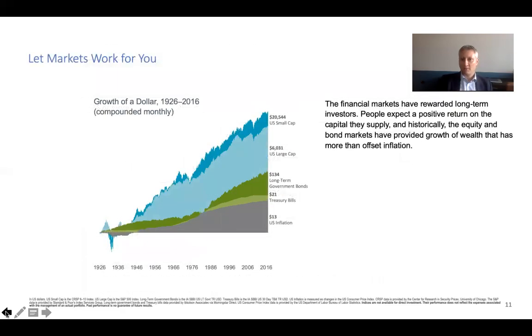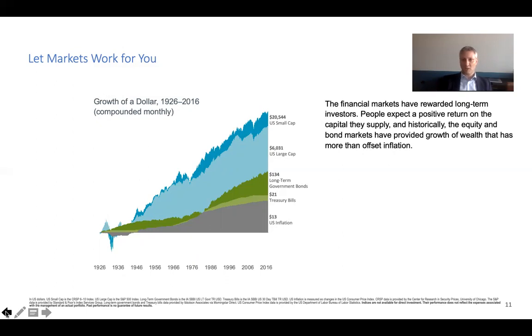Let markets work for you. We said that markets will reward long-term investors, so the longer you're in it, the more money you will make. This splits the allocation further into effectively US Treasury bills, which is fixed income, and long-term government bonds, fixed income. And then you've got equity, so large US equity, which is the S&P 500.